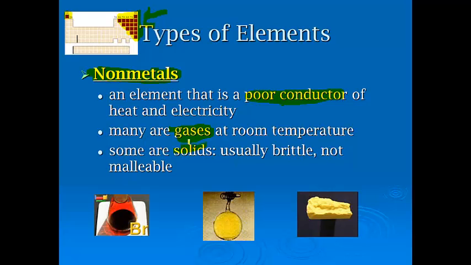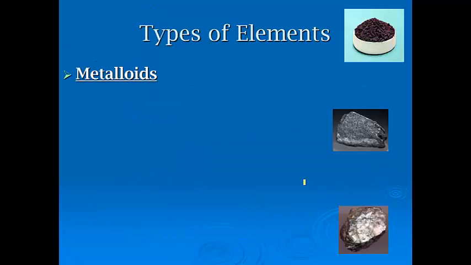There are some solids, but they're usually very brittle. This is actually an example of solid sulfur right here. Brittle means that if you tried to hammer it into a thin sheet, like the malleability, or pull it into a wire, it would crack and fall apart. So that's what brittle is going to mean. Here is bromine. Bromine is actually a liquid at room temperature. This is chlorine gas that we saw earlier with the sodium chloride example. And then you've got some sulfur over here. Again, those are nonmetals.